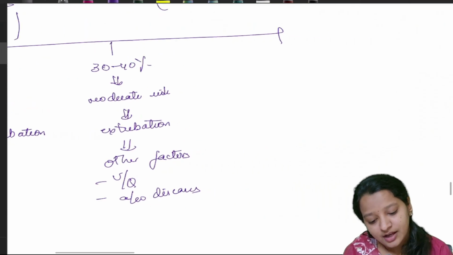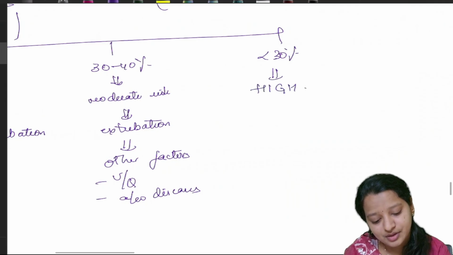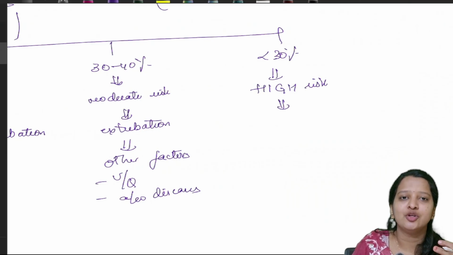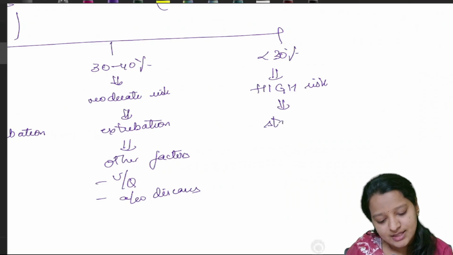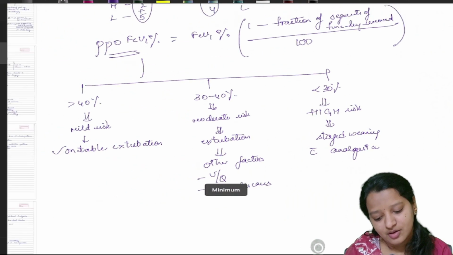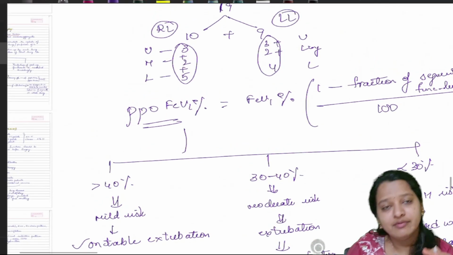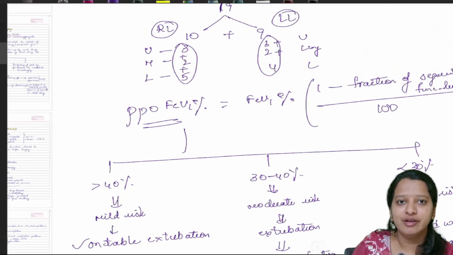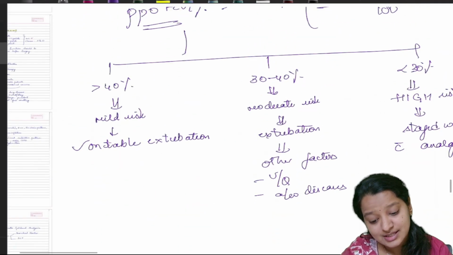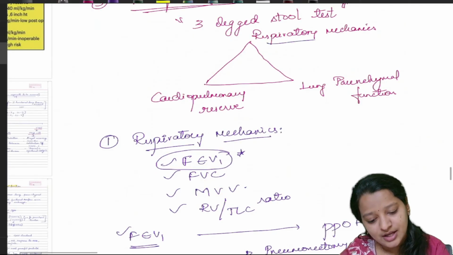Okay. If it is less than 30%, the patient comes under high risk. And mostly the extubation or the weaning should be in a staged manner. Okay. Staged weaning has to be done here with appropriate analgesia. Okay. So this is how we will use the post-operative predictive FEV1 or the FEV1 percentage. Okay. Coming to this, this is the first part, which is respiratory mechanics.